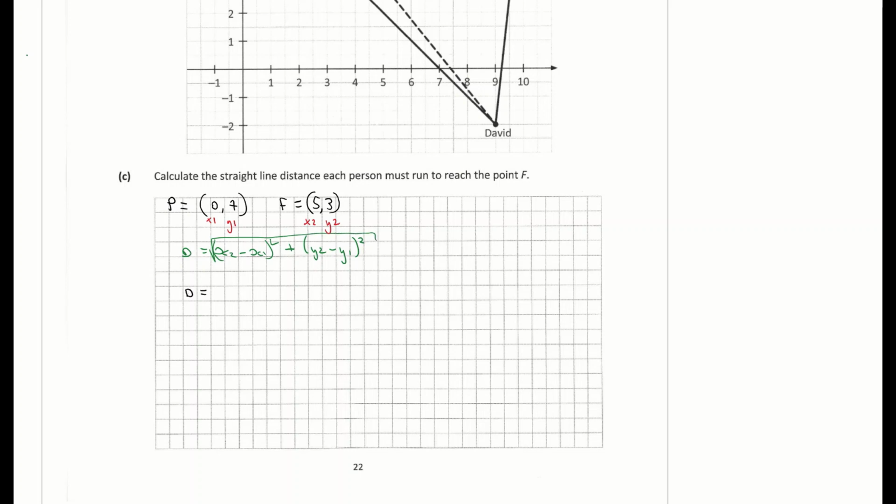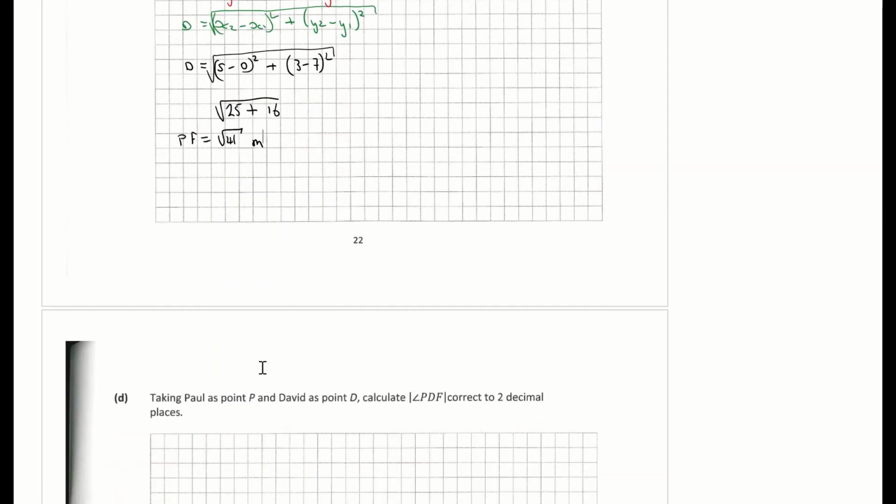So the distance between P and F is going to equal the square root of 5 subtract 0 to be squared, and then 3 minus 7 to be squared. And again, once it's in a square root, 5 take 0 is 5. 5 squared is 25. Plus 3 take 7 is minus 4. Minus 4 squared is minus 4 by minus 4, which is positive 16. So the distance from P to F is equal to the square root of 41 meters. And that's the answer to part C. Scrolling on down now to part D.